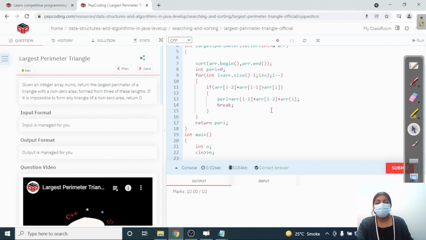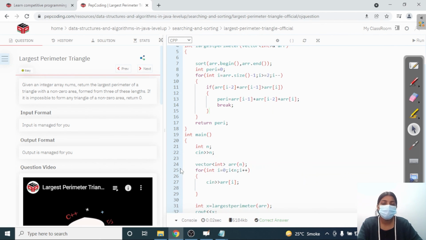So this was my basic approach to find the largest perimeter of a triangle. How can we do this? We can just sort the array and check the largest three sides first. If these sides are able to form a triangle, it means we have found our largest perimeter. And if these sides do not form a triangle, then search for the next three largest sides. Okay, so I hope I was able to make it clear to you guys.